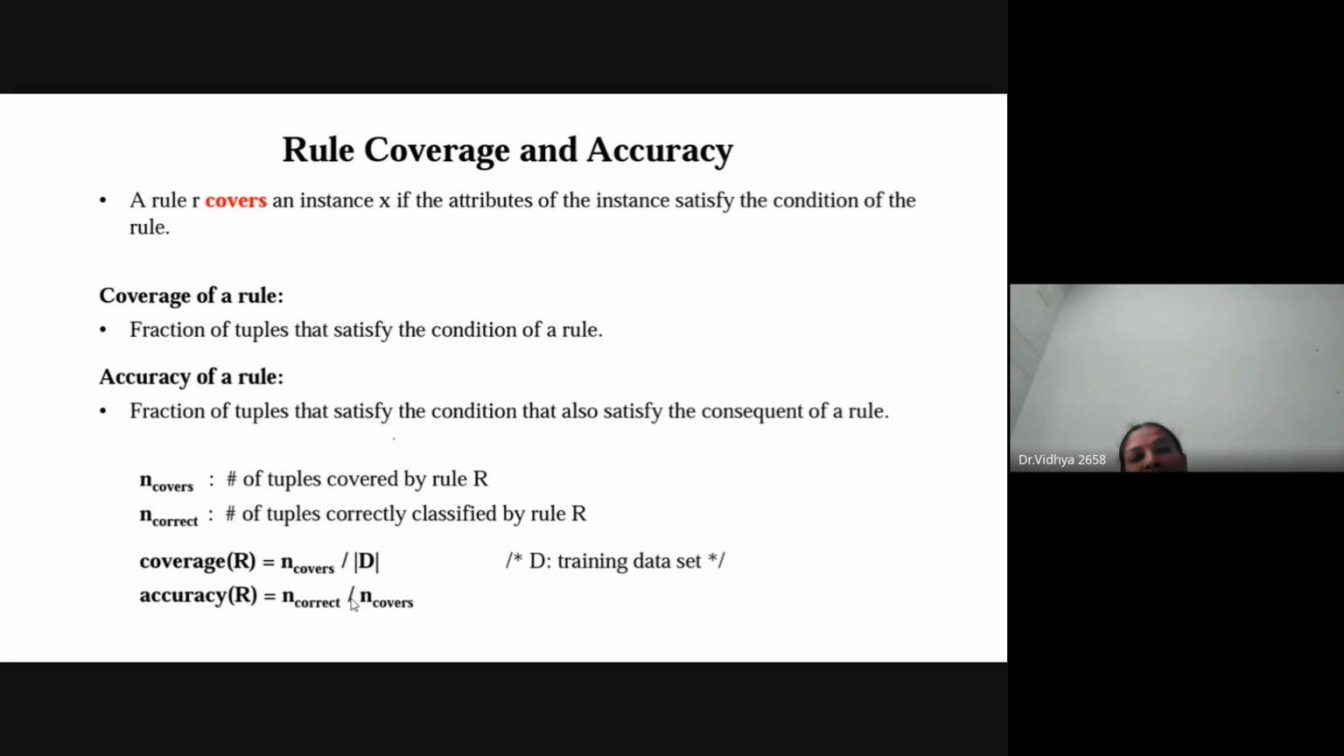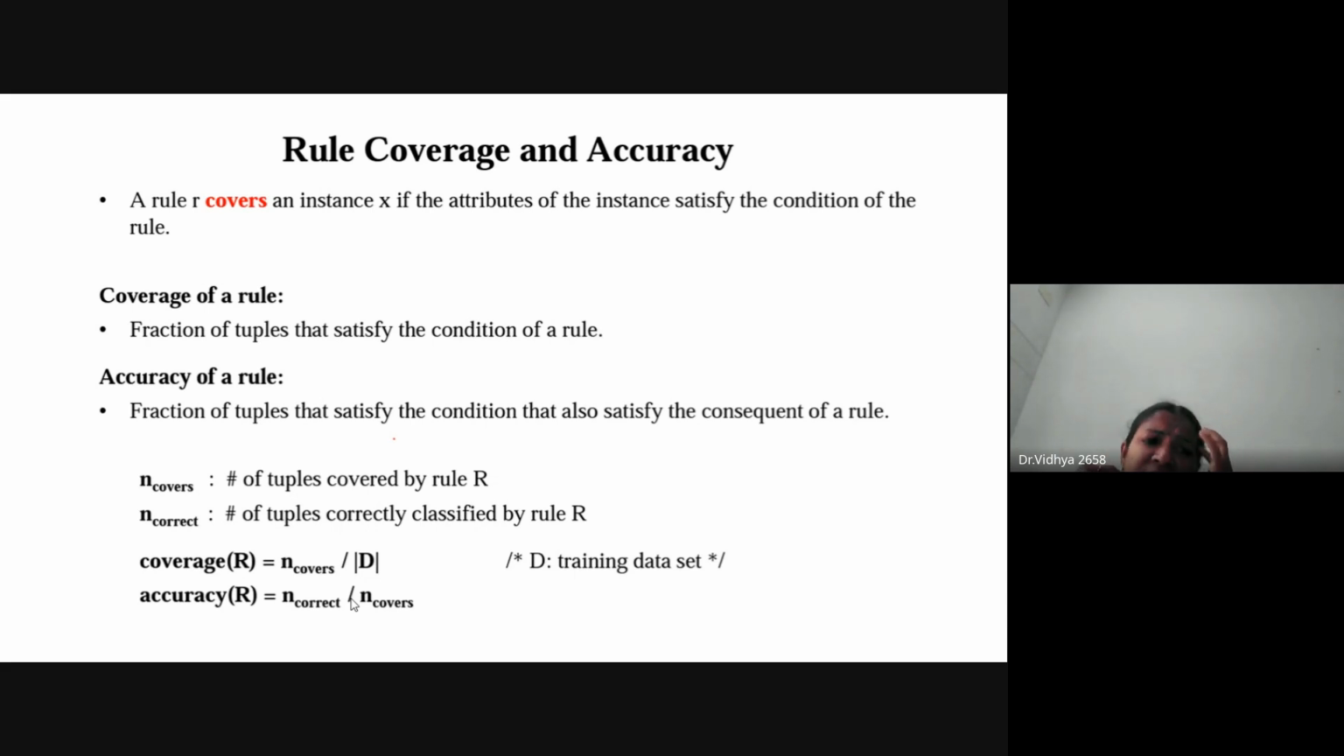A rule covers an instance X if the attributes of the instance satisfy the condition. Okay, then coverage of a rule means the fraction of tuples that satisfy the condition of a rule. Accuracy of a rule means the fraction of tuples that satisfy the condition that also satisfy the corresponding consequent of a rule. Okay, the next one.